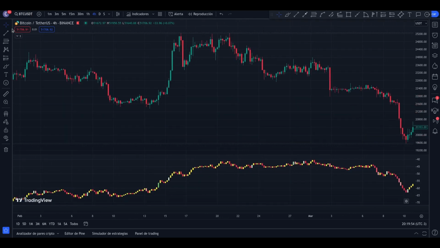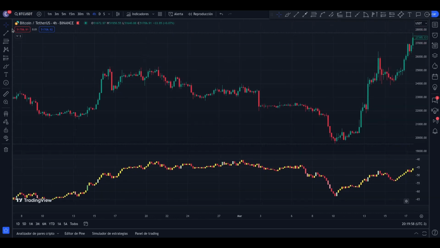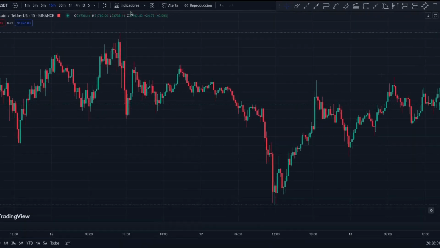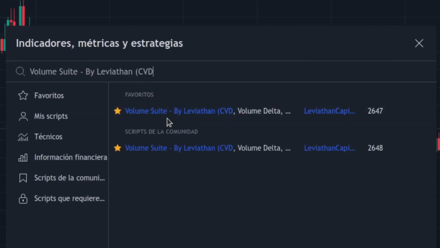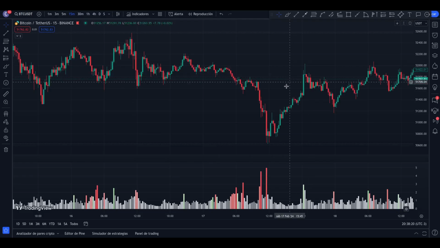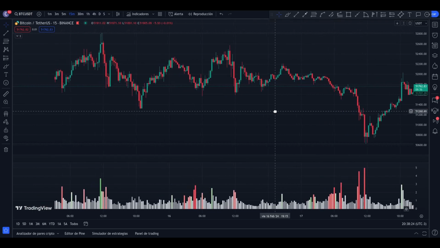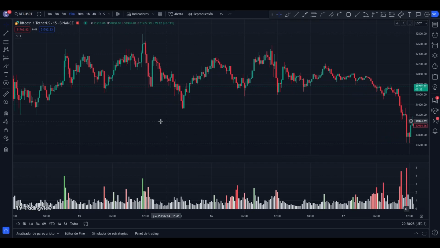The idea behind these videos is to show you free indicators available on TradingView. In this video, we will see the indicator called Volume Suite by the user Leviathan Capital. This indicator includes several volume-based indicators such as volume delta, relative volume, buy, sell volume, cumulative relative volume. In our case, we will only use one of those options that we will see next.